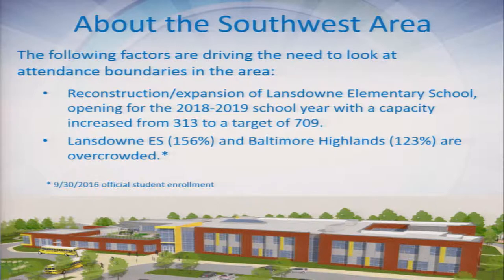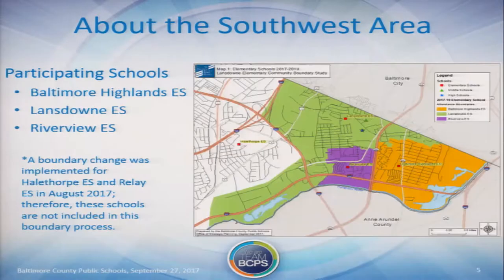The reason behind this boundary change process is that we are doing a reconstruction and expansion of Lansdowne Elementary School that's going to result in a 709-seat school from 313, so 400 more or less additional seats. Lansdowne Elementary School is currently over capacity at 156%, and Baltimore Highlands is at 123%. Participating schools are Baltimore Highlands, Lansdowne Elementary, and Riverview Elementary School.